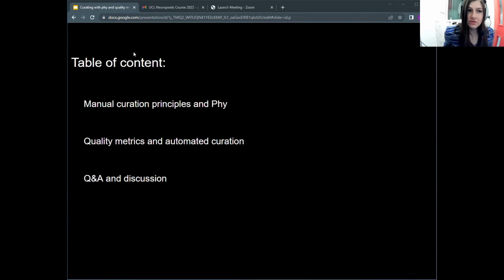We're going to give you a brief introduction of how to extract really nice, well-isolated units using two methods. The first is manually looking at the data, manual curation, and we're going to be using Phy in order to do this. And then Noam is going to talk about different automated approaches using different quality metrics, and then we should hopefully have a little bit of time for questions at the end.